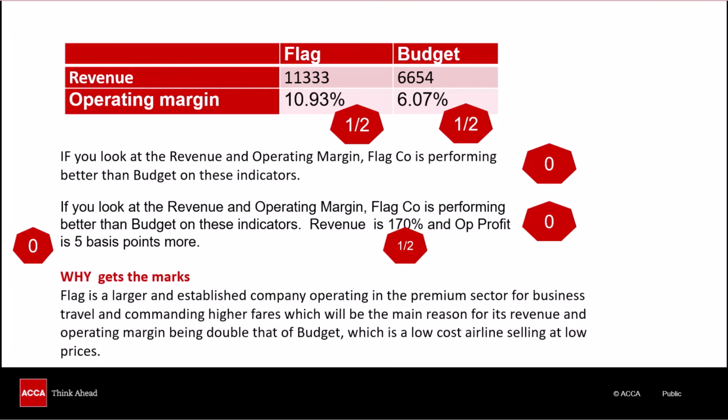This now gets marks. It's the why. Flag is a larger and established company operating in the premium sector for business travel, commanding higher fares, which will be the main reason for its revenue, 1 mark, and operating margin being double that of Budget, which is a low-cost airline selling at low prices, 1 mark. You can clearly see the difference, hopefully, in those answers, and what gets marks and what doesn't.